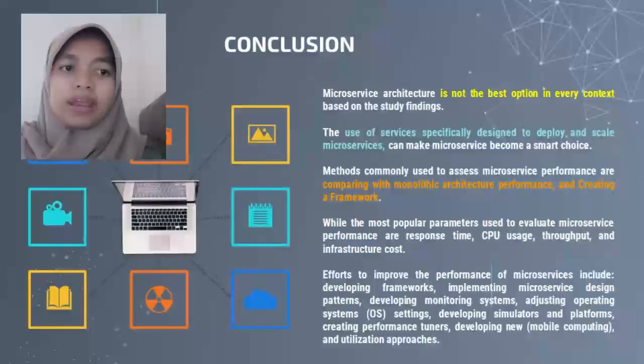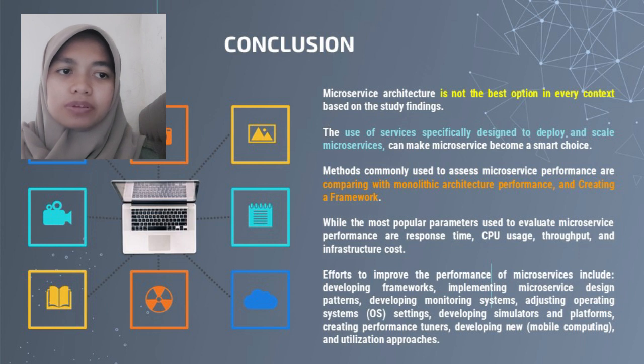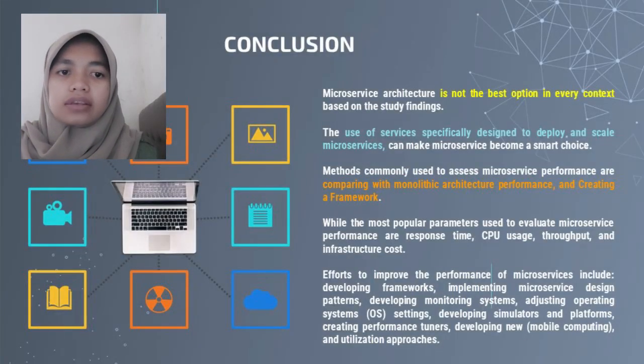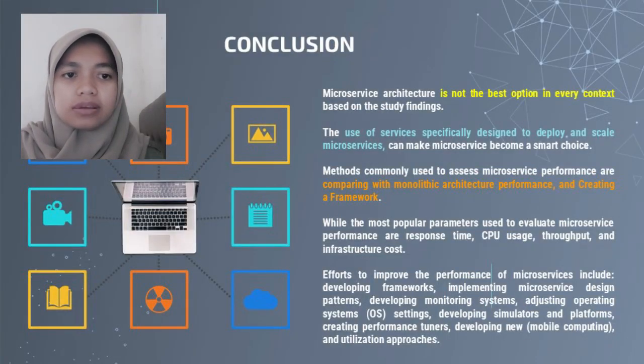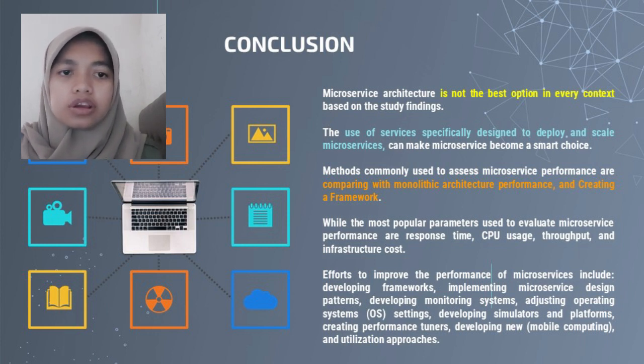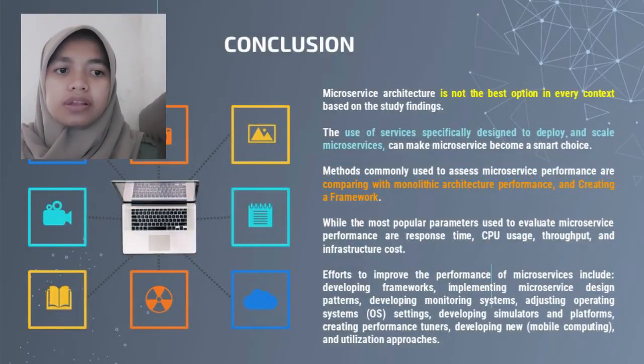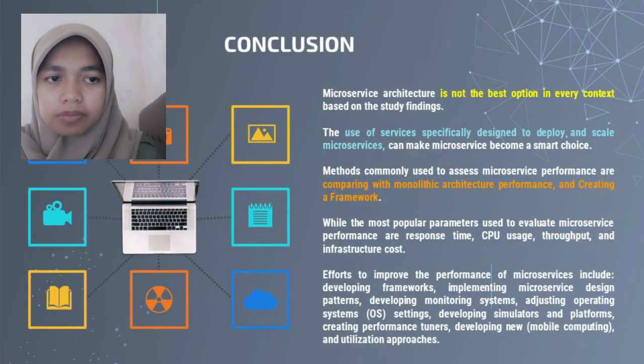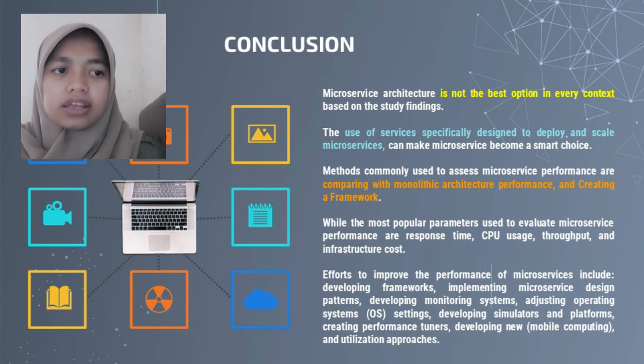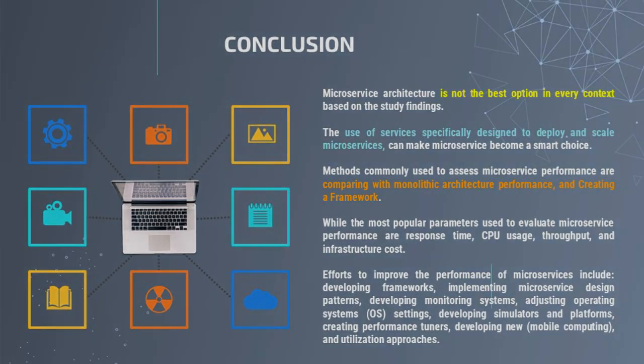While the most popular parameters used to evaluate microservice performance are response time, CPU usage, throughput, and infrastructure costs. And efforts to improve the performance of microservices include developing framework, implementing microservice design pattern, developing monitoring system, adjusting operating system settings, developing simulators and platform, creating performance tuner, and developing new mobile computing and utilization approach.